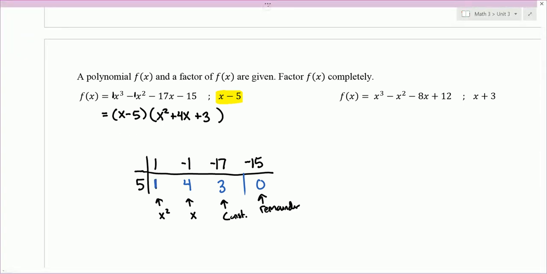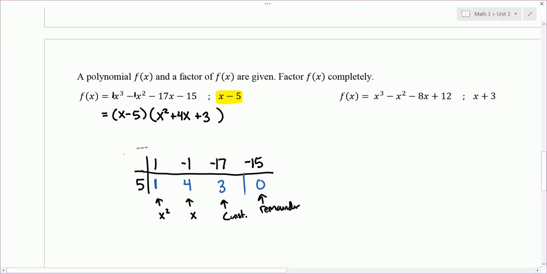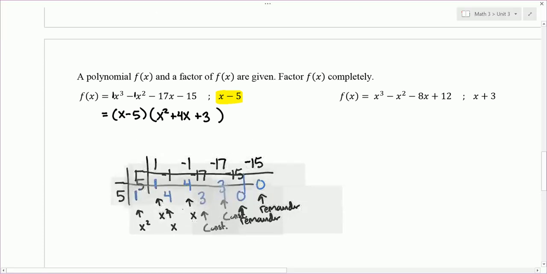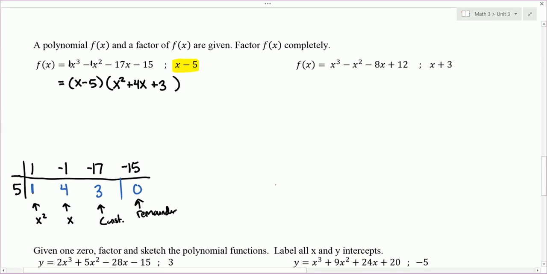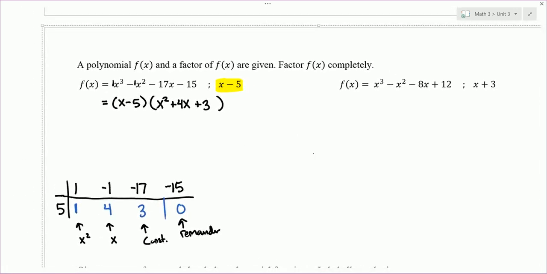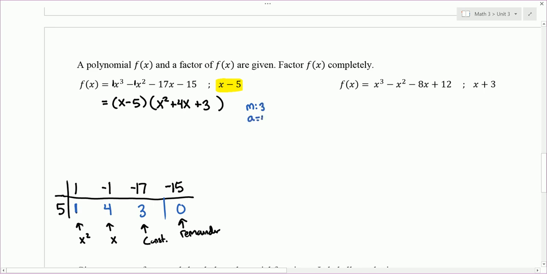Okay. Let me move this down a little bit out of our way. So if we can factor more, we need to factor more. And so what I'm going to do is I'm going to look at the x squared plus 4x plus 3 and see, is there anything else we can do to that? Can we come up with two numbers that multiply to 3 and add to 4? And as you're thinking about it, you should come up with 3 and 1. So we can factor even further.